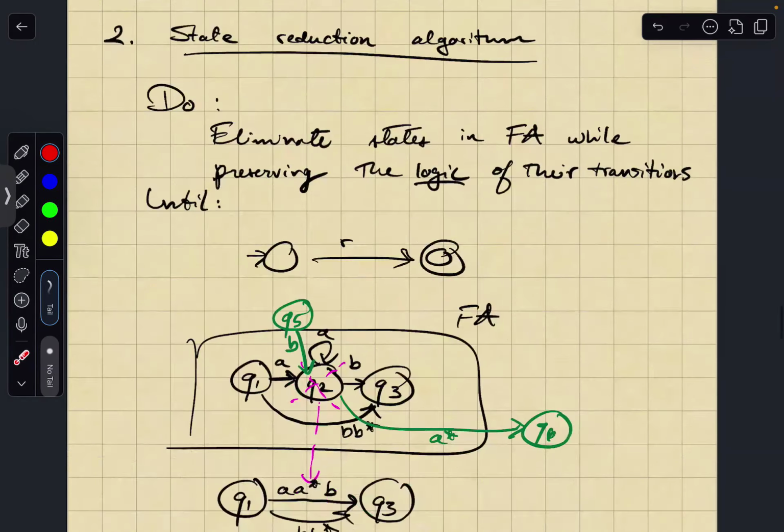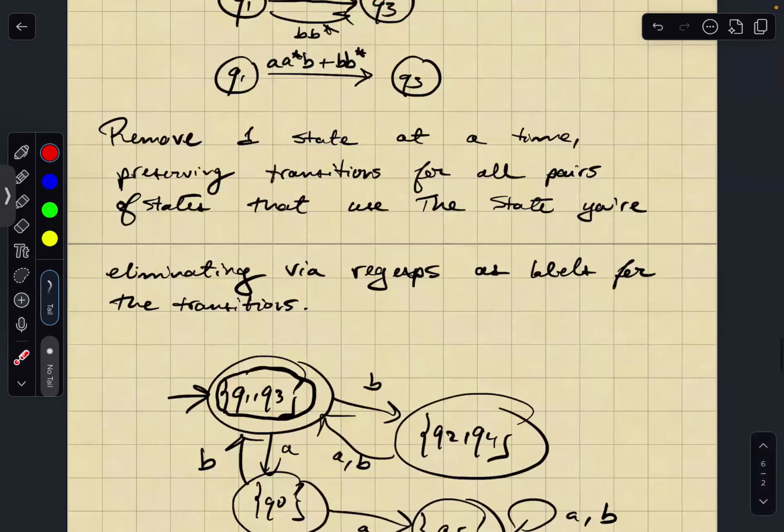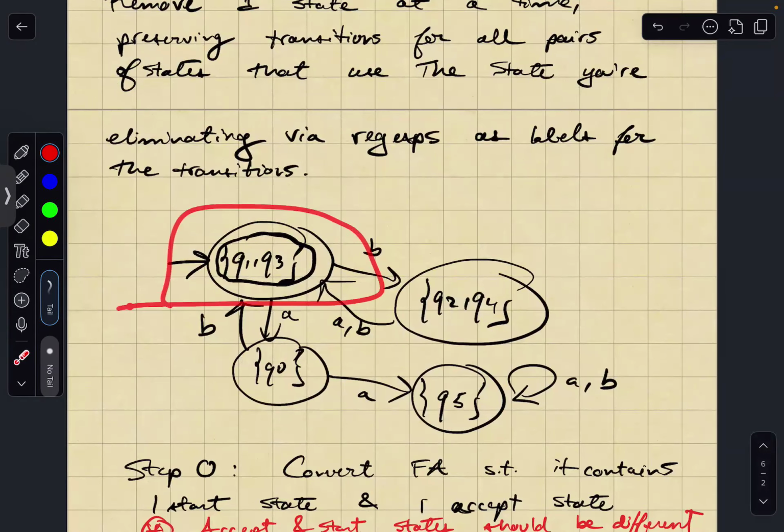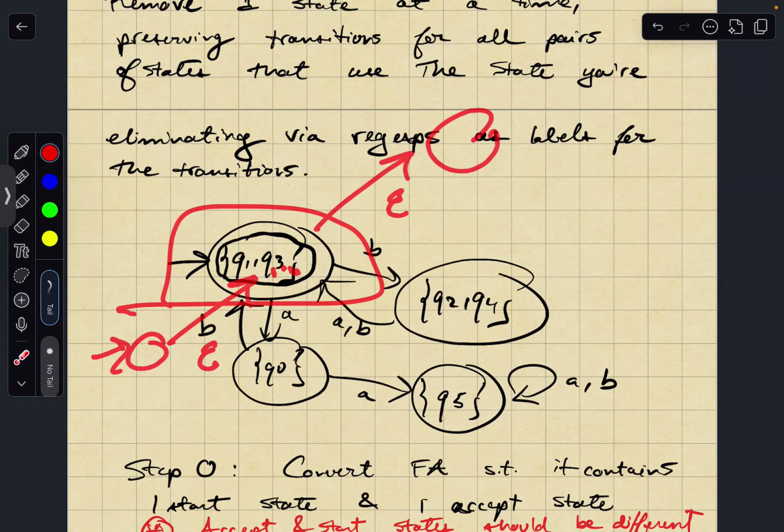If they are the same, then you have to split them like I did here. Right? So here they're the same. So now what I did is I created a single start state and made an epsilon transition, and then I created a single accept state and made an epsilon transition. And now this is no longer an accept state. It's just a regular vanilla, no frills state.